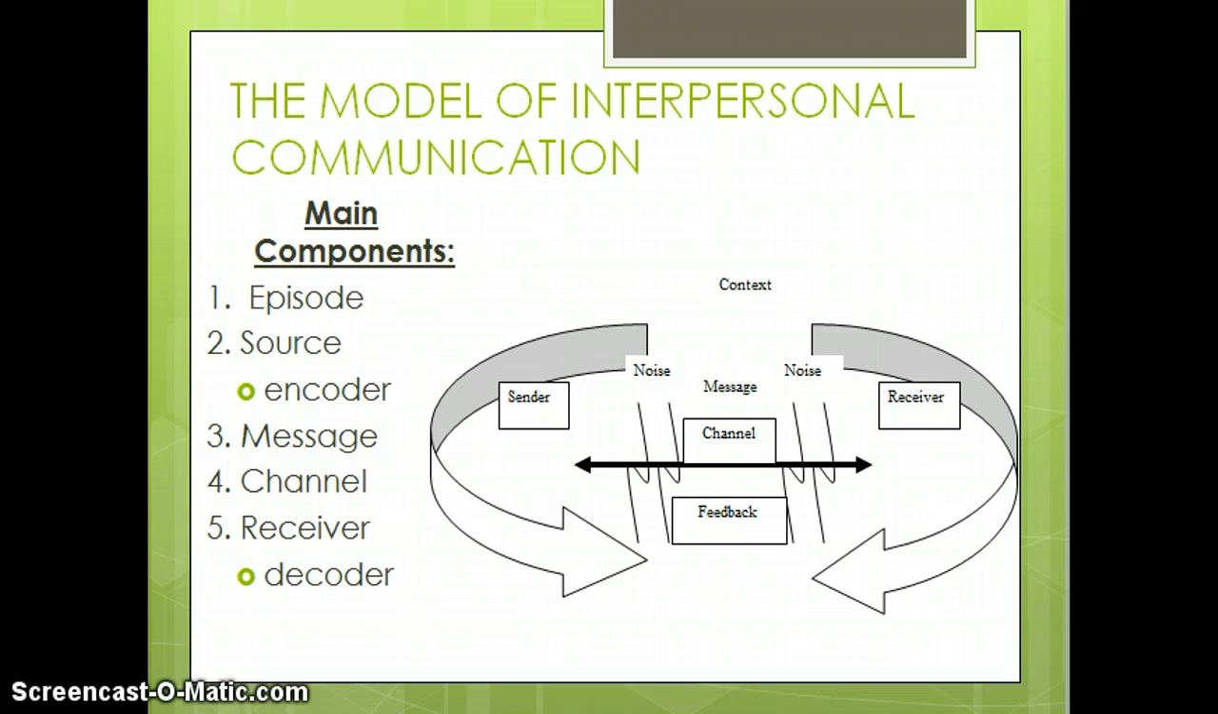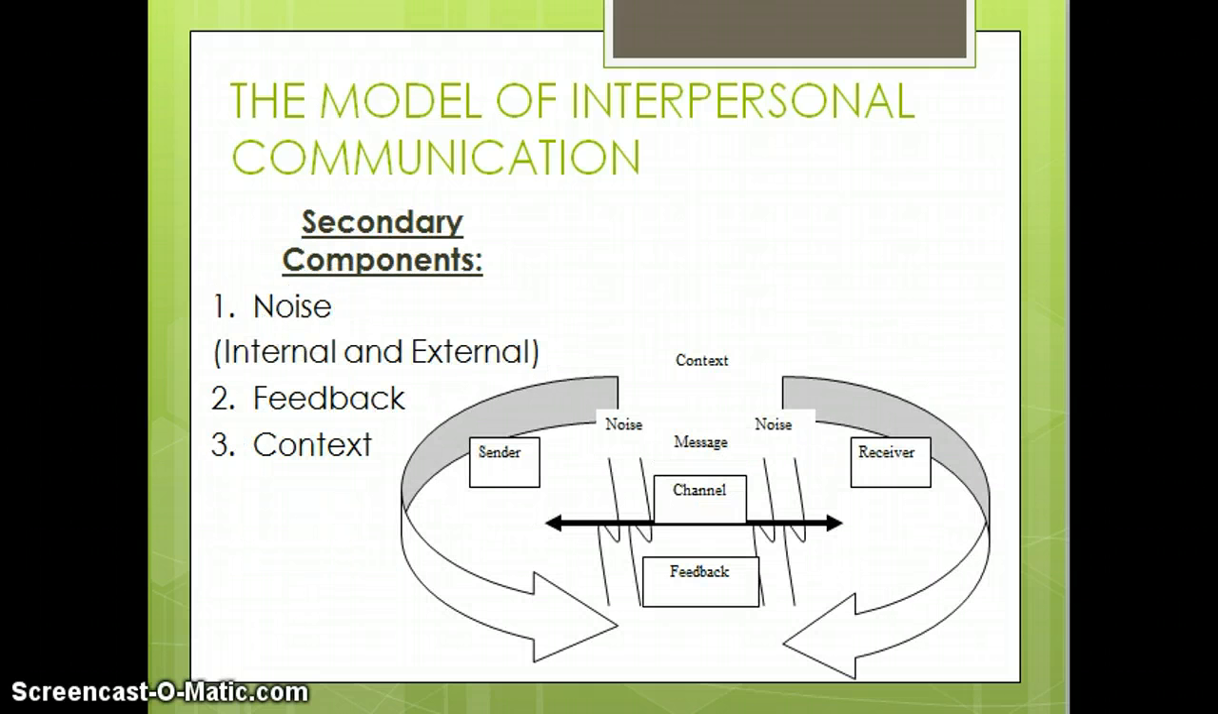Obviously then for interpersonal communication there needs to be a receiver. The receiver then receives the message and decodes it, or makes sense of it for themselves. So the main components are the episode itself, the source, the message, the channel, and the receiver. If we look a little deeper into the model of interpersonal communication, we see that there are some secondary components that probably aren't quite as obvious.